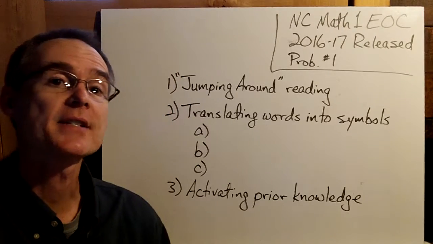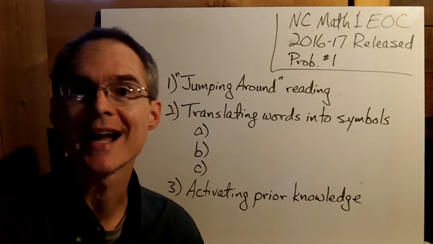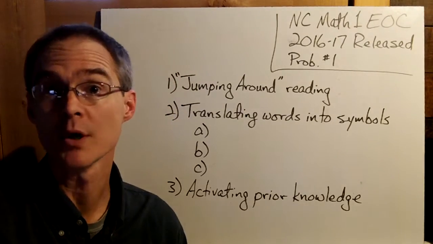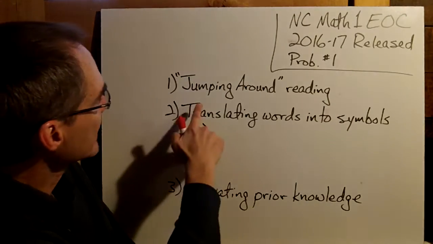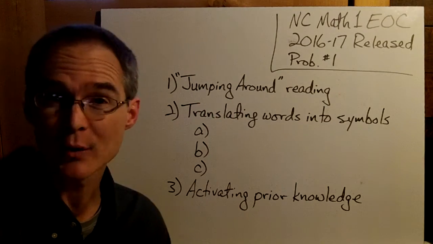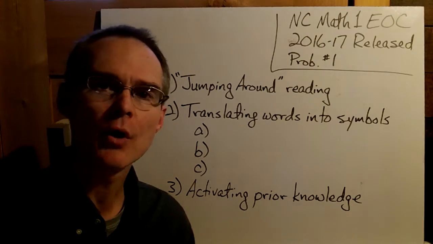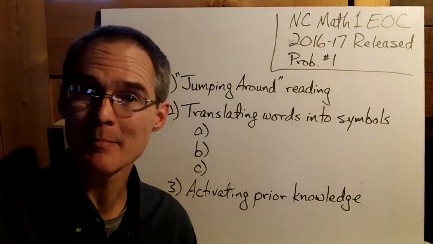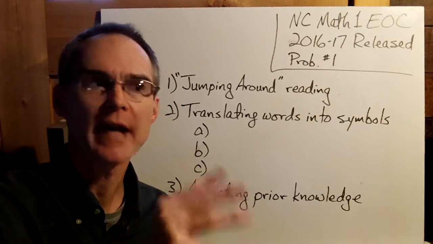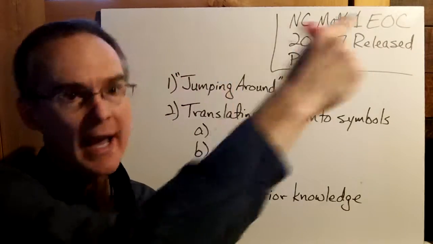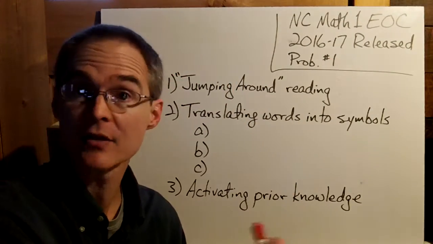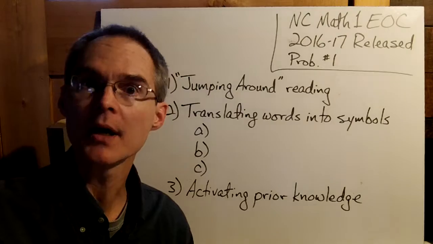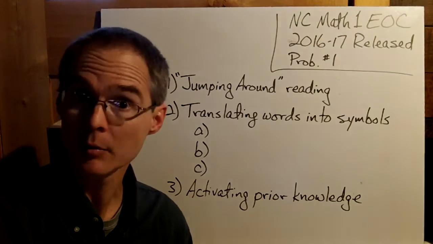Okay, let's take a look at some of the problem-solving strategies that I used in solving problem number 1. So the first one I want to look at is what I call jumping around reading. Typically when you are reading a math problem or some type of math text, you don't start at the top left corner and read straight through until you get down to the bottom, and then say, oh, I'm done, now I understand this problem.